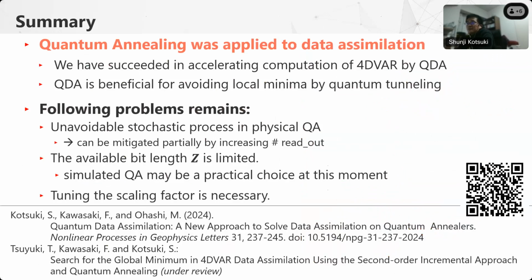Okay, let me summarize my presentation. Quantum annealing was applied to data assimilation. We have succeeded in accelerating computation for 4D-Var by quantum data assimilation. Also, quantum data assimilation seems beneficial for avoiding local minima by quantum tunneling. There are some problems, such as the unavoidable stochastic process in physical quantum annealing, and the available qubits are limited. But that may be a nice first step to use quantum computers for data estimation purposes. Okay, that's all I have to say today, and thank you very much.